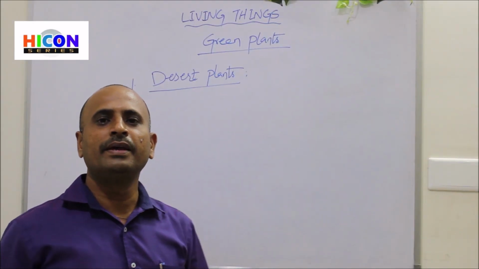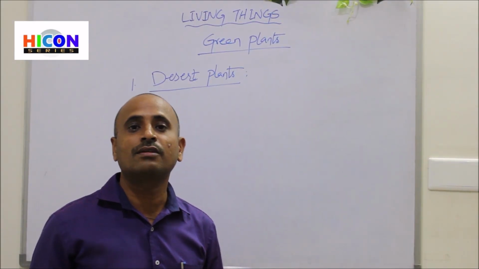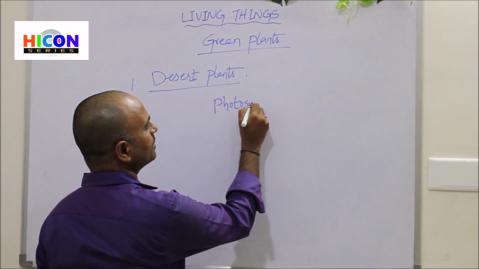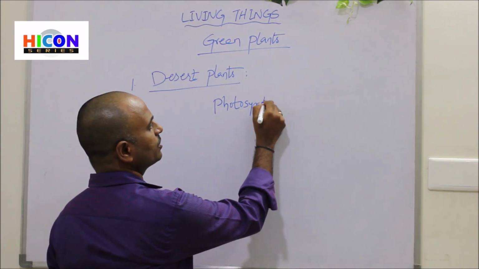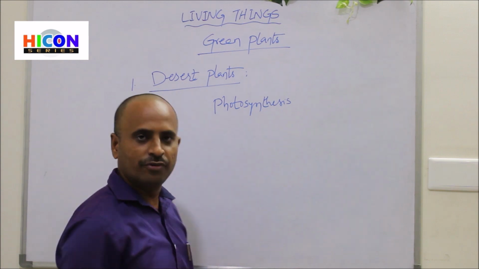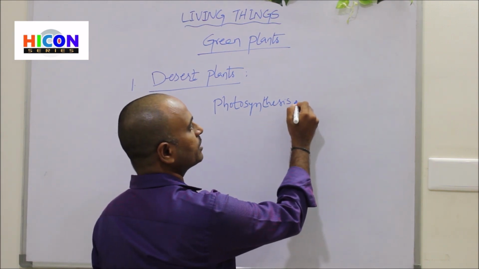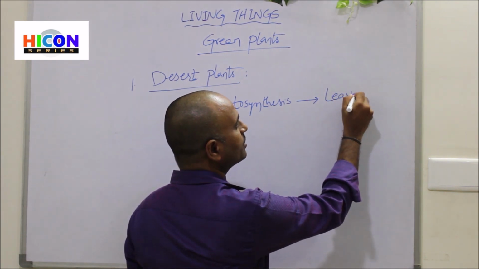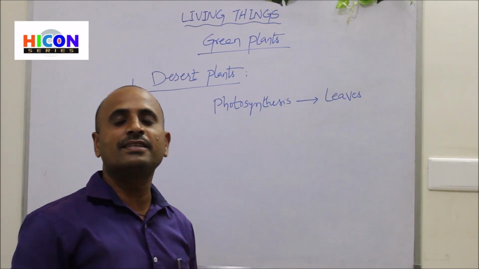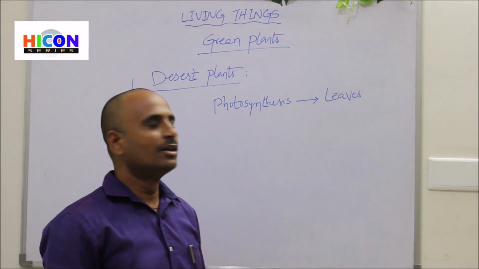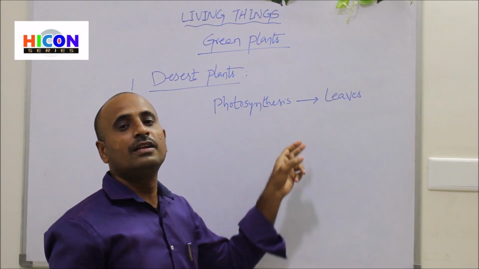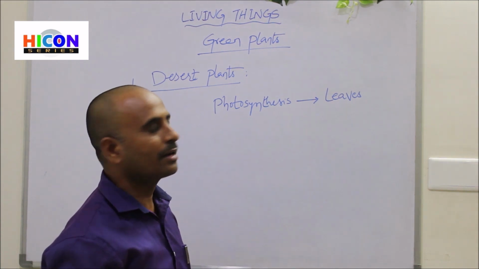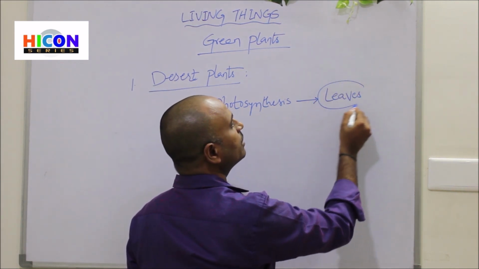Generally, plants prepare their food by using the process called photosynthesis. This photosynthesis process takes place in the leaves, that means in the green parts of the plants. Generally in plants the leaves are green in color. So this photosynthesis process especially takes place in the green part of the plant, and the green parts of the plants are nothing but leaves.